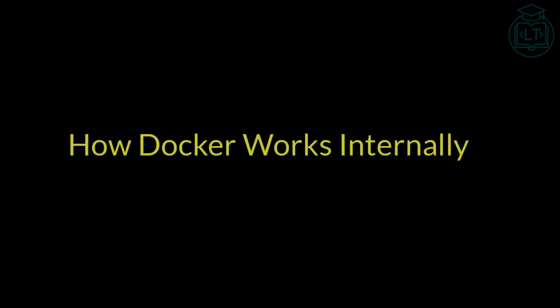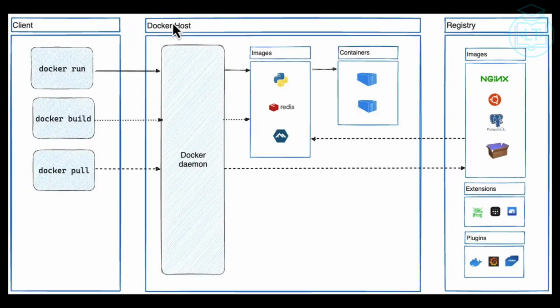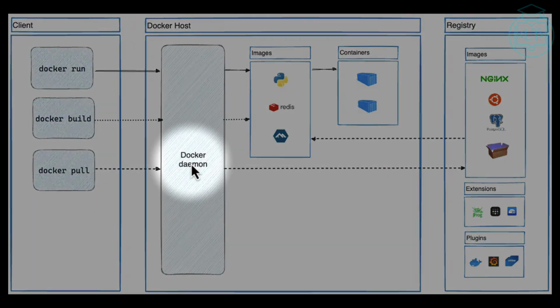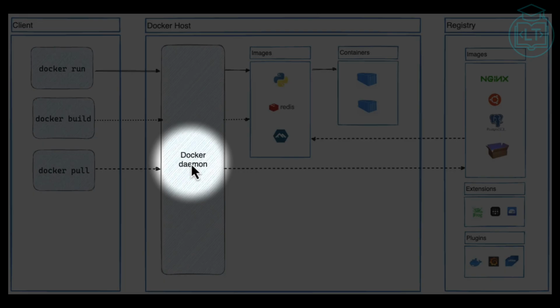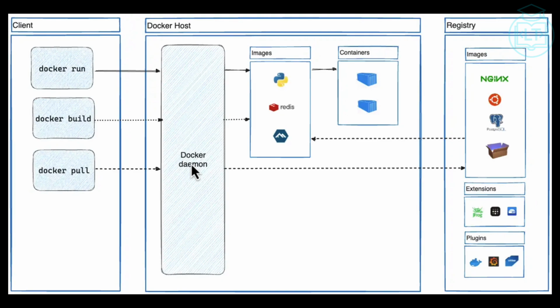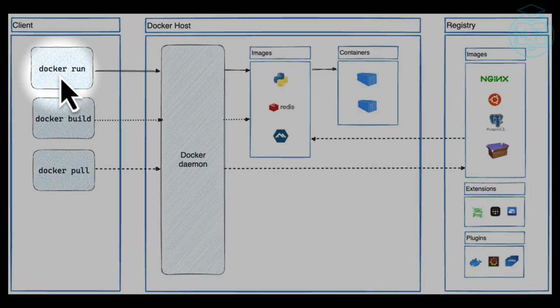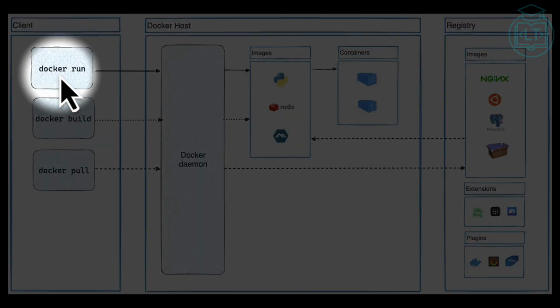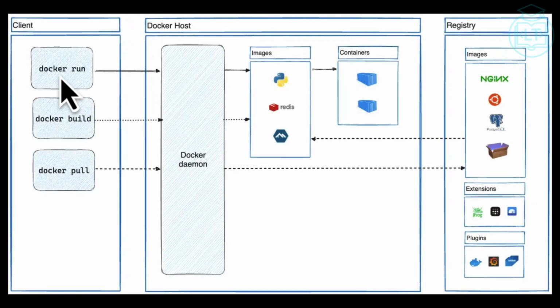So, how does Docker actually do all this magic behind the scenes? There are two main components. Number one, Docker Engine, the brain of Docker. It handles image downloads, container creation, networking, and storage. It runs as a background service on your computer. Number two, Docker CLI, the tool we use to type commands. It's just a client that talks to the engine using a REST API.